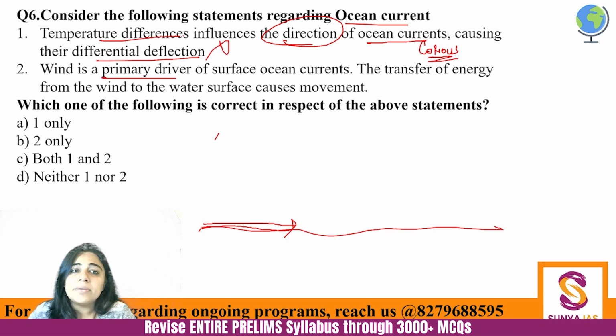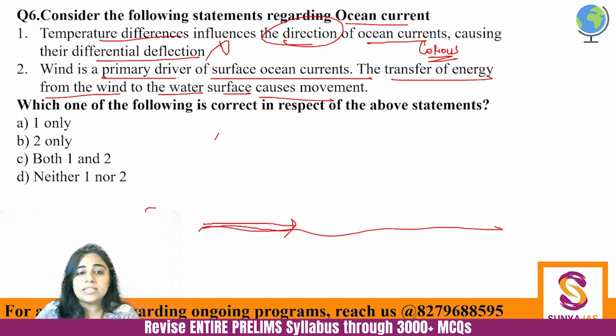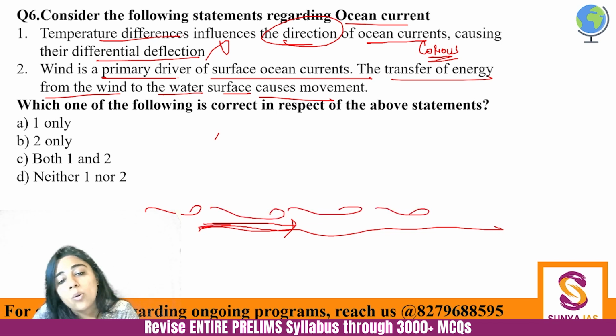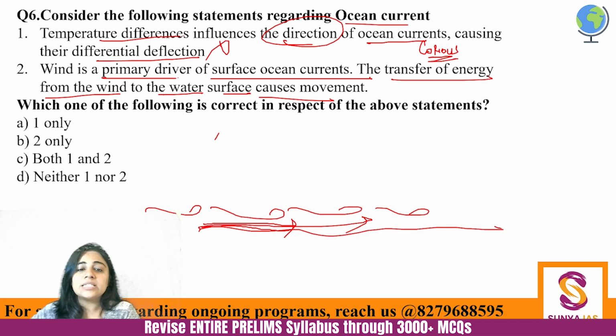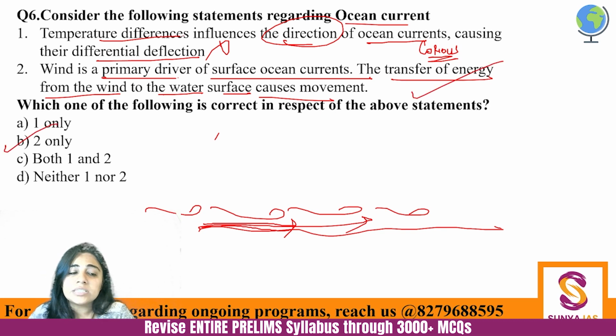Then wind is a primary driver of surface ocean currents. Transfer of energy from wind to the water surface causes movements. Absolutely correct. If this is wind that is flowing above the ocean, it will lead to the water also taking a certain pathway and flowing in that manner. So wind is definitely a primary driver of surface ocean currents. So second is correct, first is incorrect. 2 only is the answer.